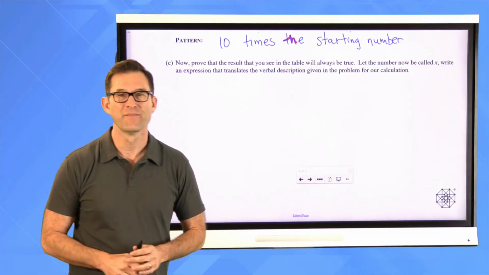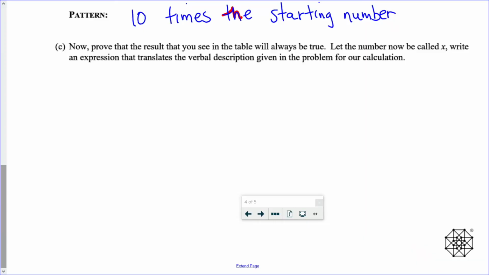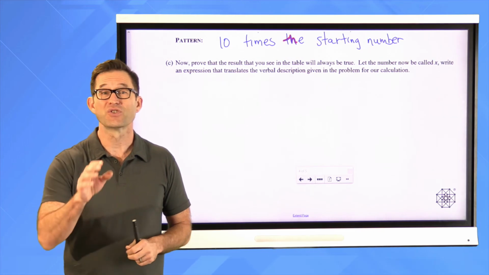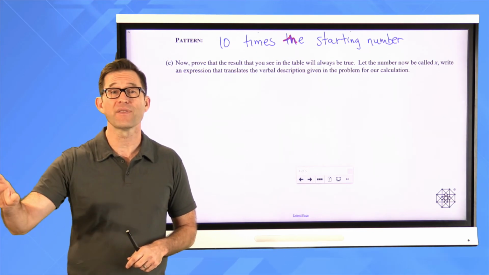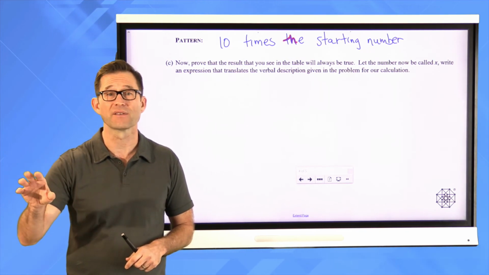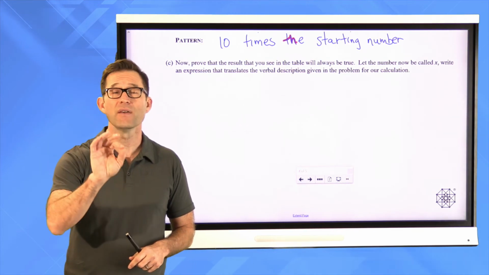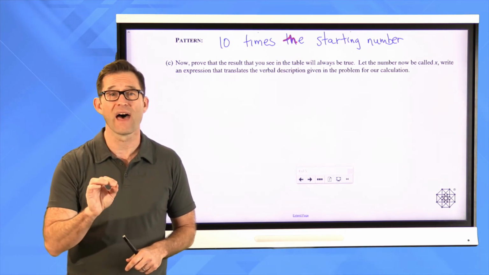Letter C. Now prove that the result you see in the table will always be true. Let the number now be called x, just because n has gotten enough work. Write an expression that translates the verbal description given in the problem for our calculation. Okay, so you're starting with x, and what you hope to have at the end of this is 10 times x, or 10x. See if you can play around with it and produce that as your final solution.